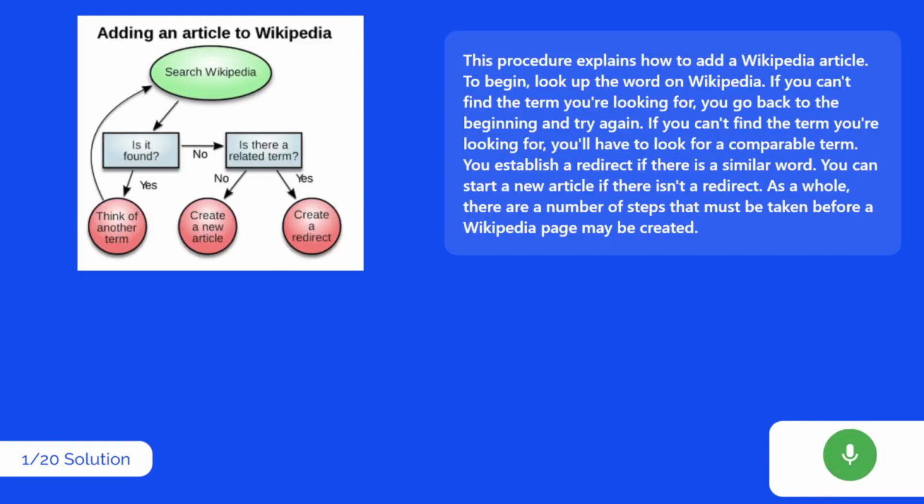This procedure explains how to add a Wikipedia article. To begin, look up the word on Wikipedia. If you can't find the term you're looking for, you go back to the beginning and try again. If you still can't find the term you're looking for, you'll have to look for a comparable term. You establish a redirect if there is a similar word. You can start a new article if there isn't a redirect. As a whole, there are a number of steps that must be taken before a Wikipedia page may be created.